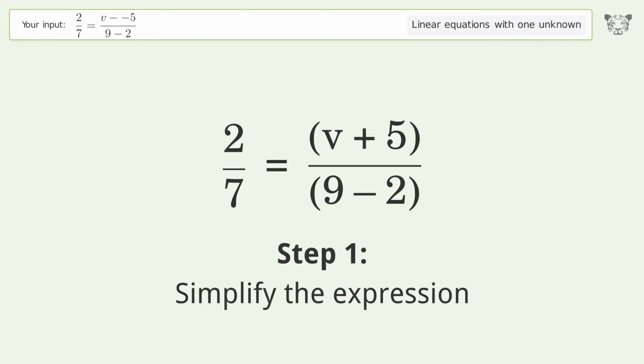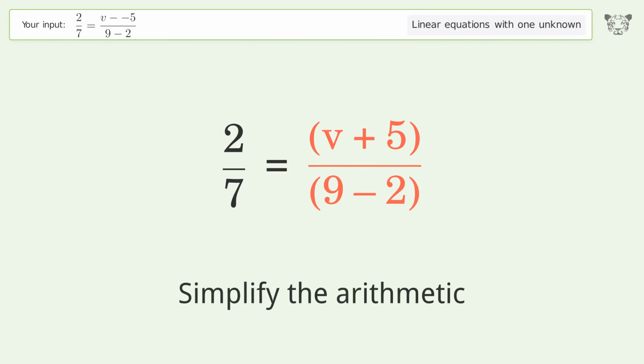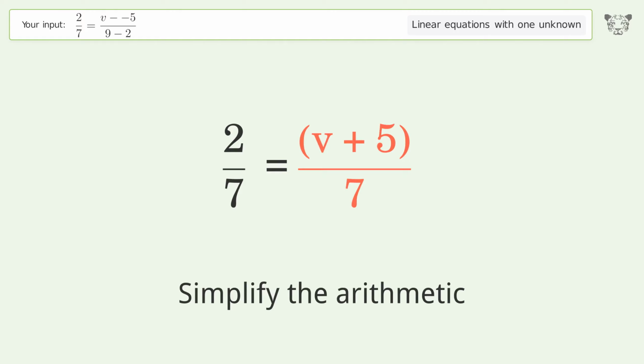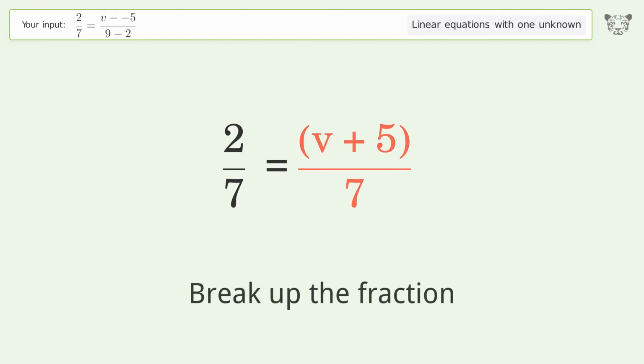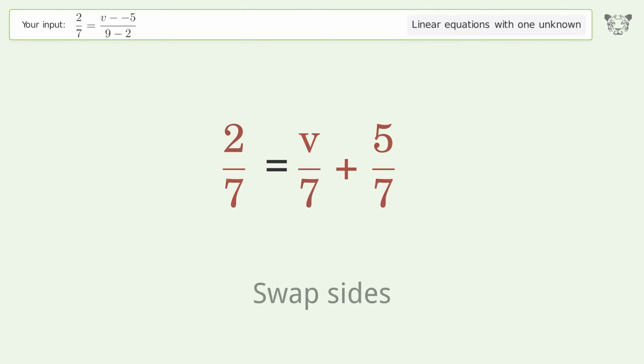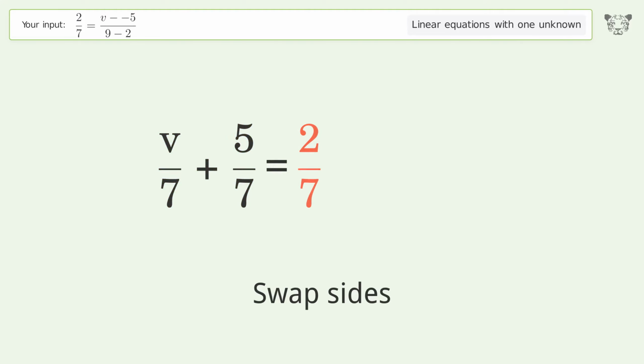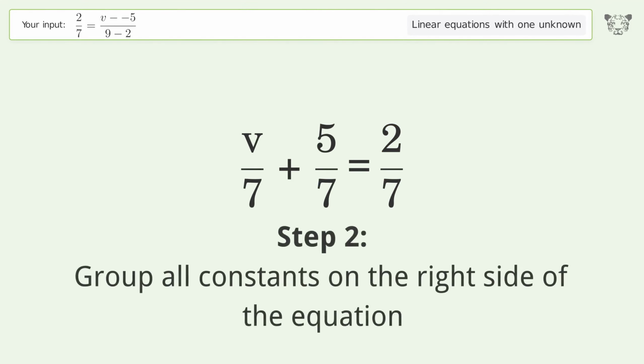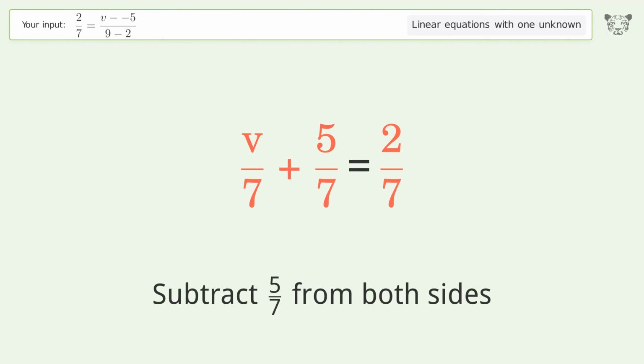Simplify the expression. Simplify the arithmetic. Break up the fraction. Swap sides. Group all constants on the right side of the equation. Subtract 5/7 from both sides.